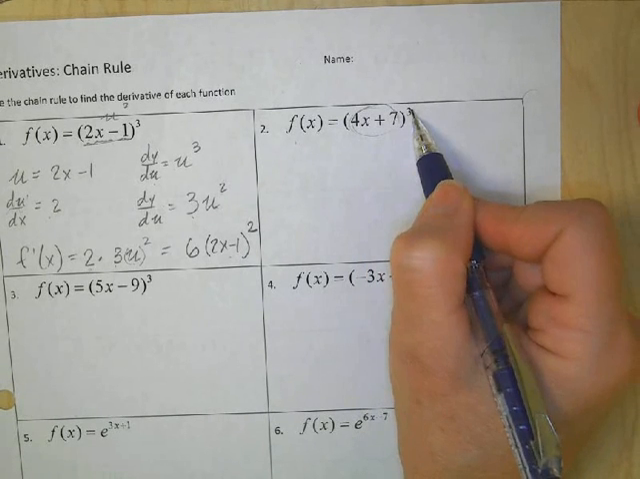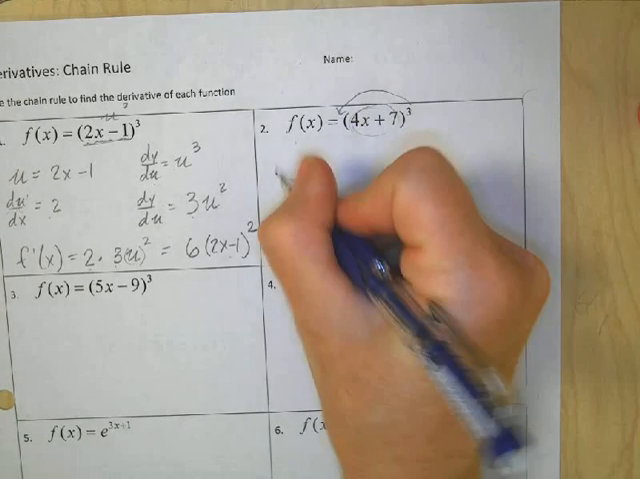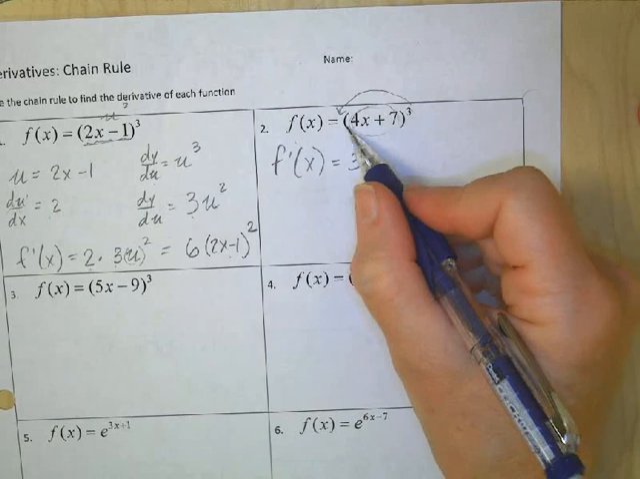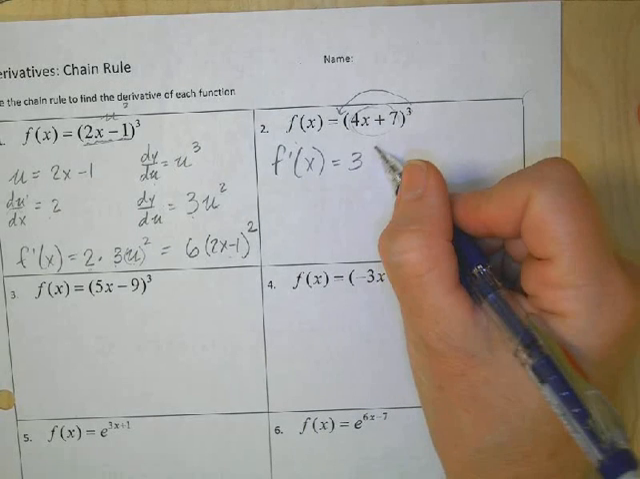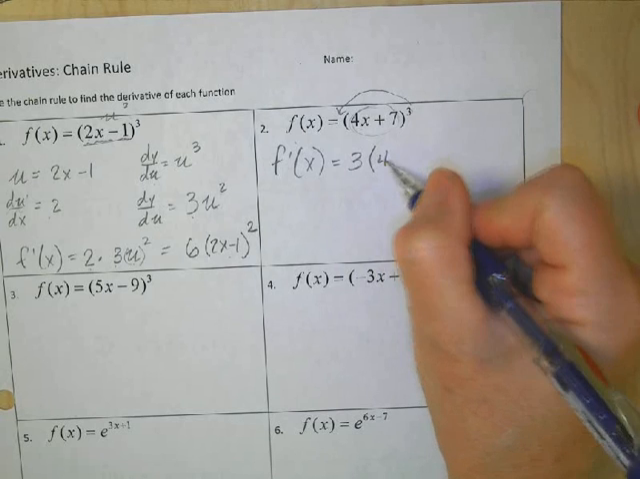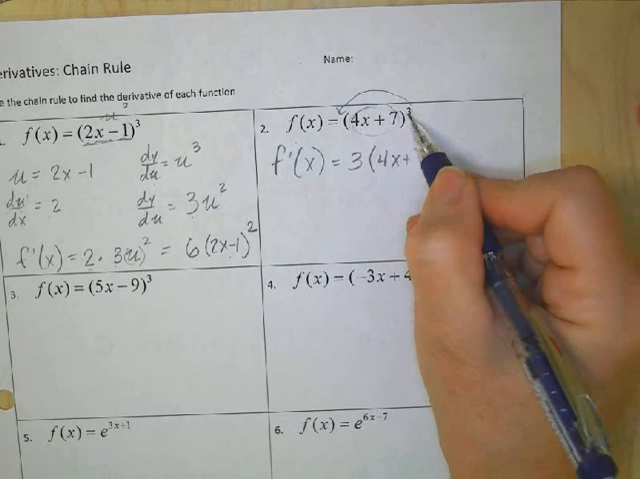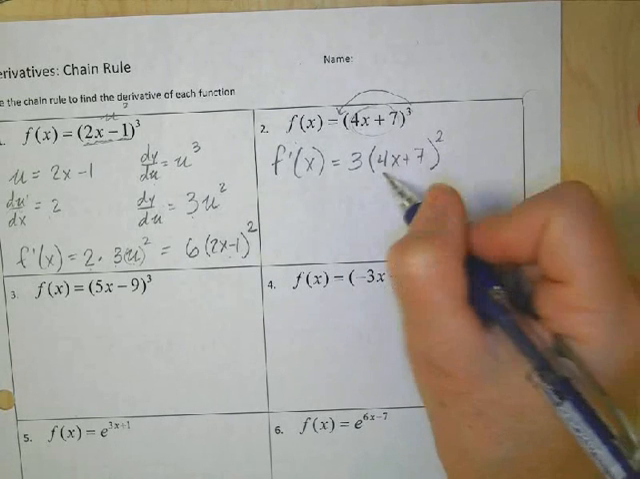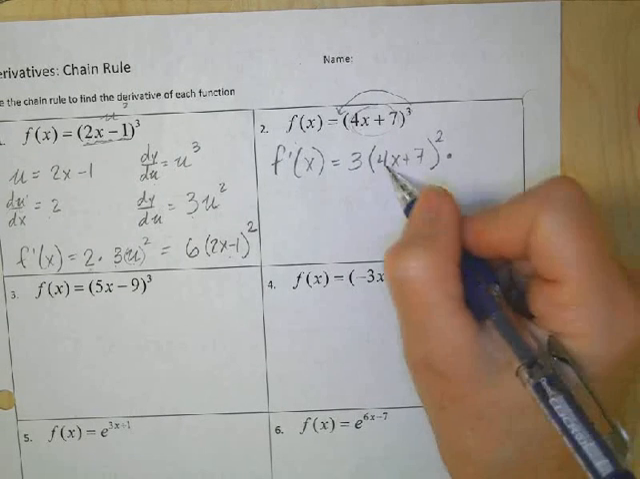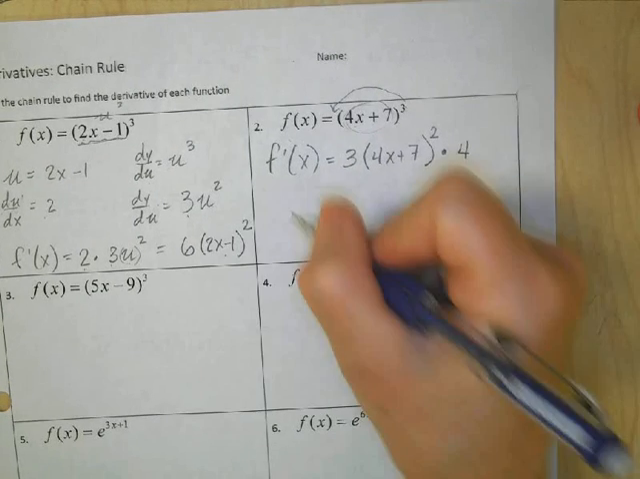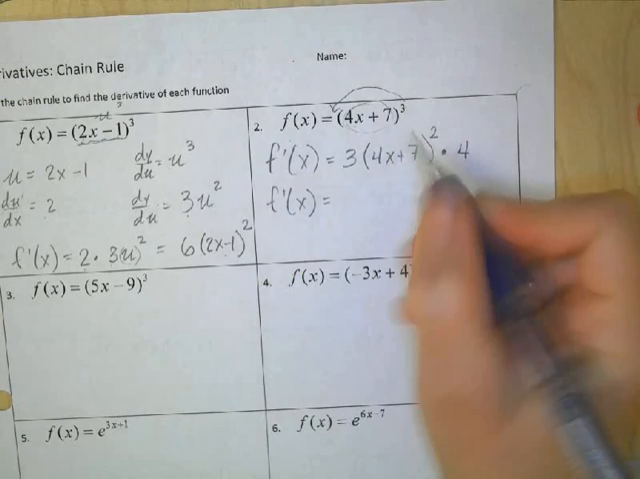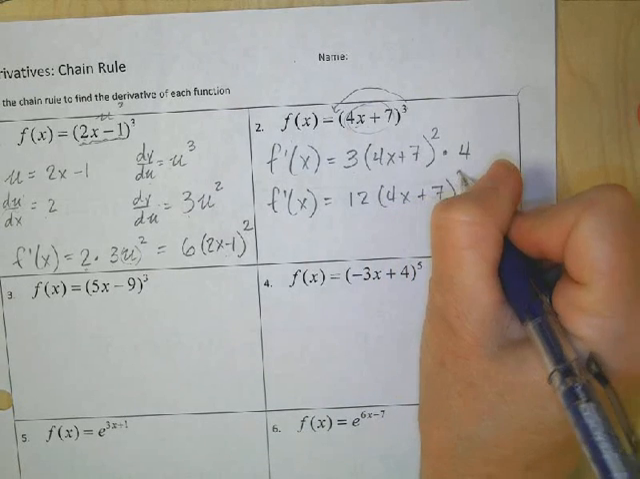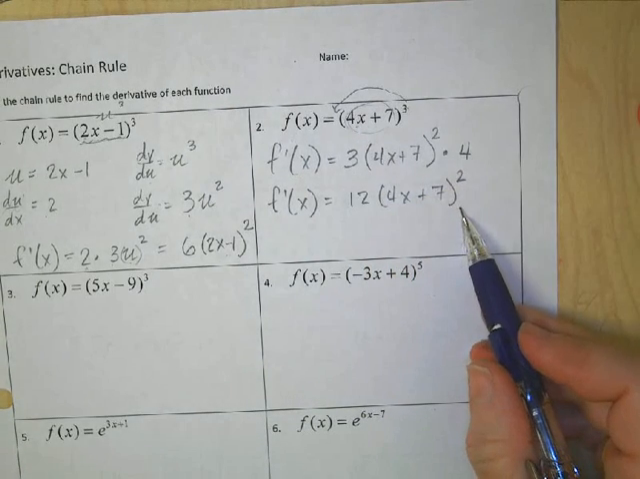So I'm going to bring my exponent down front. My derivative is going to be, the exponent comes in front, 3. There is no number in front of the parentheses, so I don't have to worry about multiplying it by anything. Inside the parentheses stays the same. And I subtract 1 from my exponent. Now I need to multiply by the derivative of what's inside the parentheses, which is 4. And then I can simplify that. 3 times 4 is 12, 4x plus 7 squared.